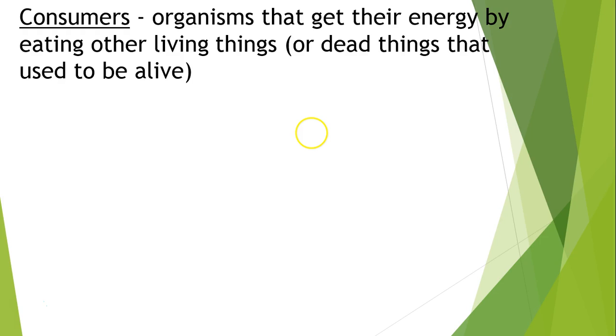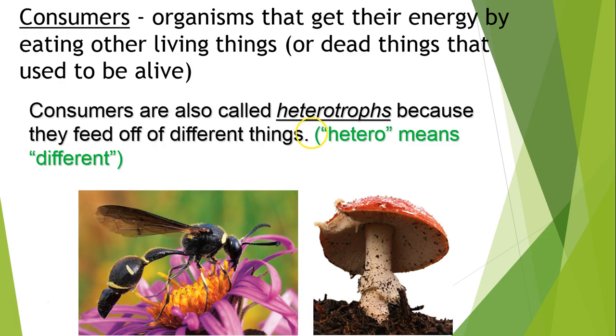The next type of organism found in the ecosystem are consumers. So producers are the things making their own food, both for themselves and for other organisms to eat. The consumers are the ones that are eating the producers. These organisms get their energy by eating other living things, or if they are a decomposer, they may be eating dead things that used to be alive. Consumers are also known as heterotrophs because they feed off of different things.